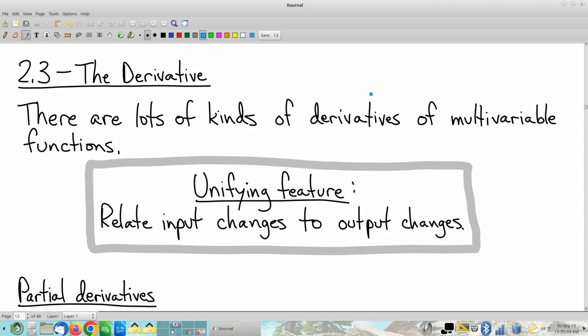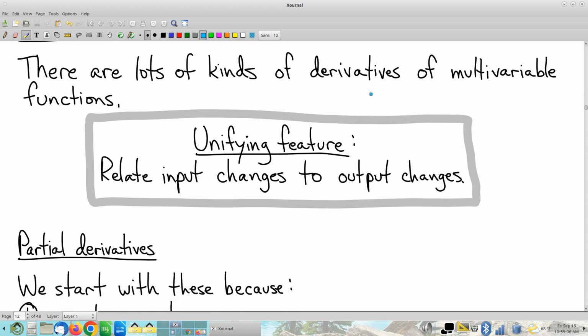Moving along to 2.3, we're going to talk about derivatives. There's, again, a lot to say. And very importantly, there's more than one. In single variable calculus, again, not the case. In single variable calculus, there is the derivative. Multivariable calculus is more complicated. There's several, depending on how you count, arguably 4 or 5 different kinds of derivatives that all are distinct from each other in important ways.